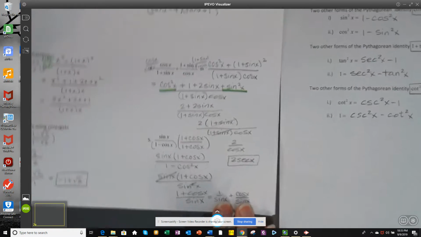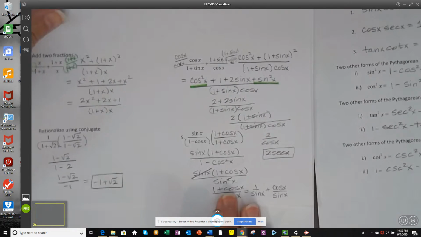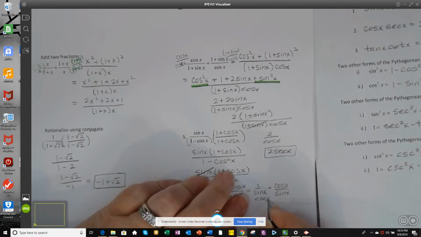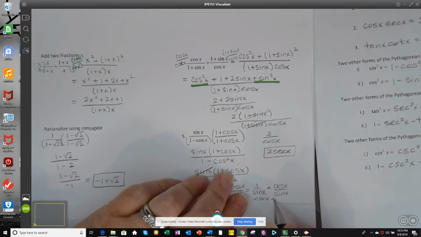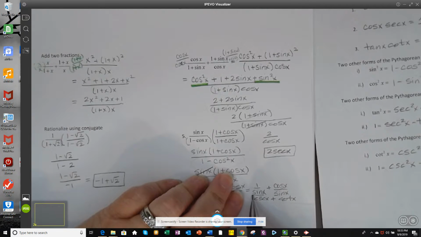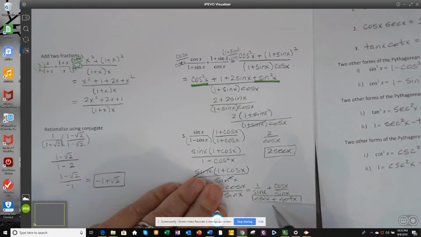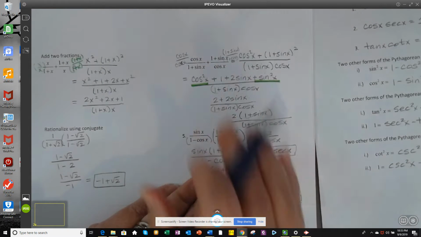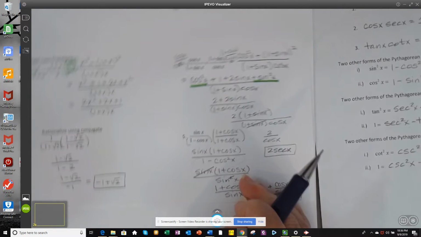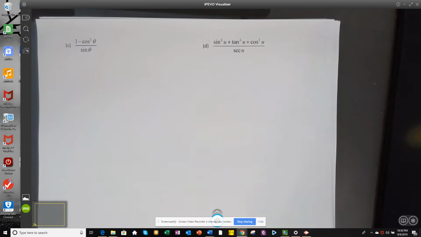And 1 over sine x is equal to, you're right, it's equal to cosecant x plus, and then cosine x over sine x is equal to cotangent x. So this expression right here is even simpler than a fractional expression of sine and cosine. So you can see how these trig identities can make expressions that are a whole lot more complicated simpler. So let's go about it. Let's do some more. Let's practice some more.